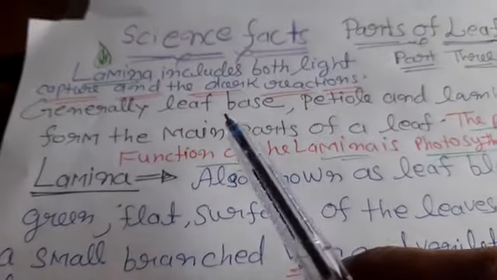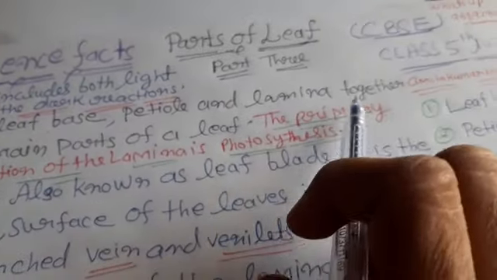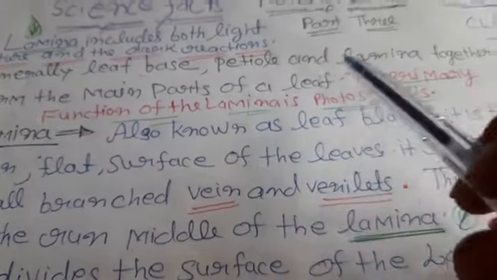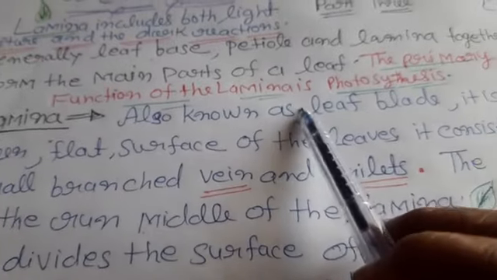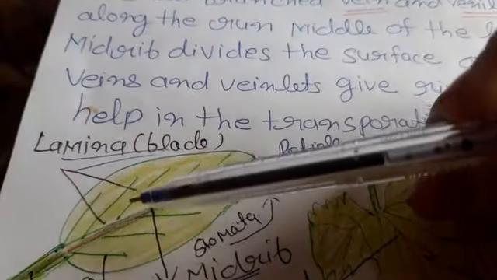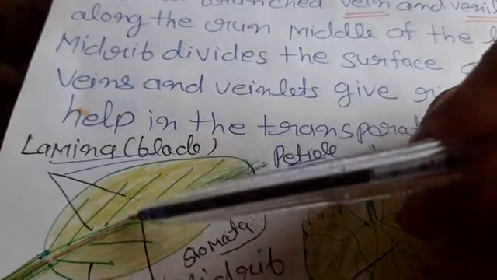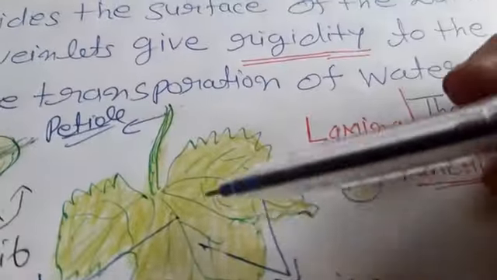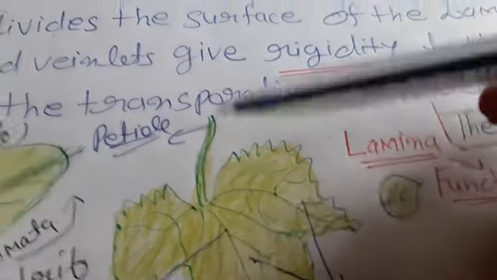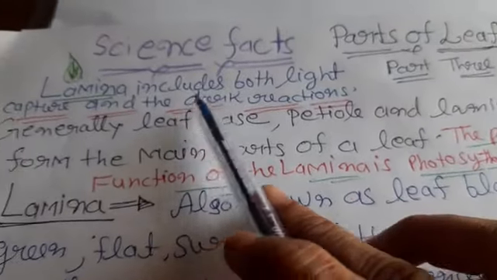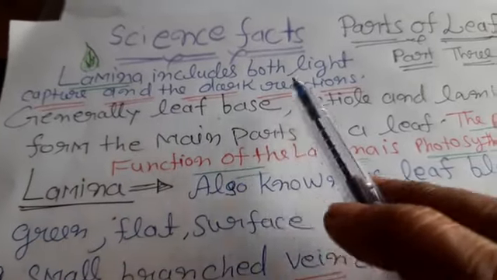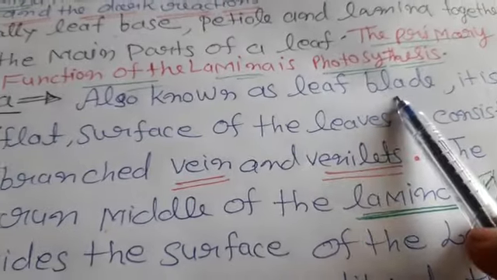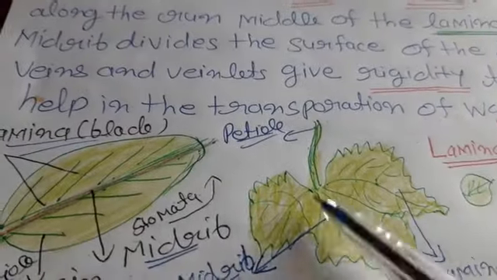Generally, the leaf base, petiole and lamina together form the main parts of the leaf. The primary function of the lamina is photosynthesis. The photosynthesis process occurs in the lamina. Lamina includes both the light capture and dark reaction. It is also known as the leaf blade.